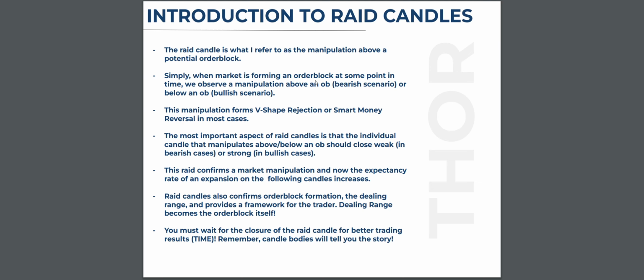This is very important. This is the bearish scenario. And in the bullish case, you're going to observe a manipulation below an order block, okay? And I'm going to show you what I mean by this in a second. So this manipulation usually forms a V-shaped rejection or a smart money reversal. You can refer back to the market maker model classes for this, but you guys already know what V-shaped rejection or smart money reversal is already.